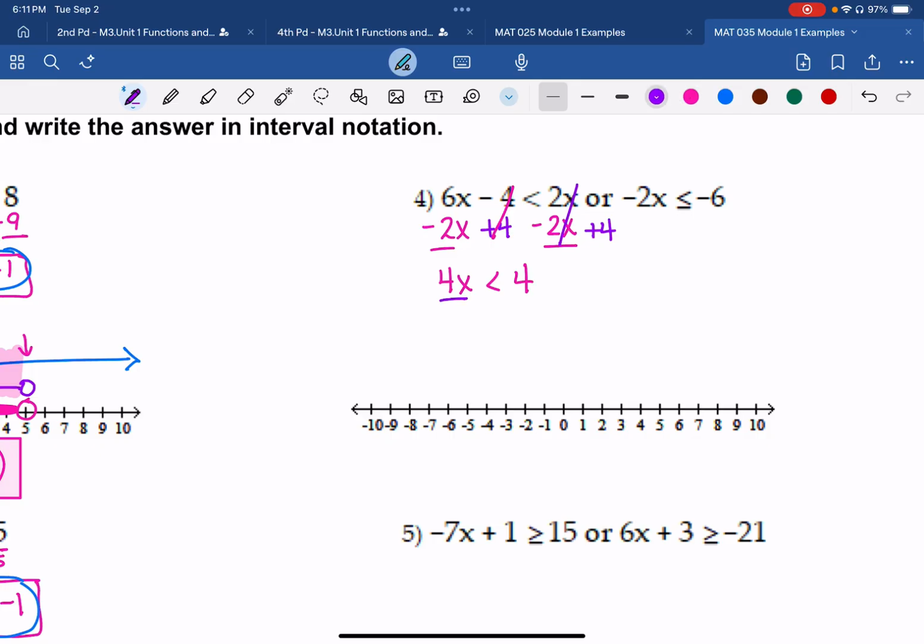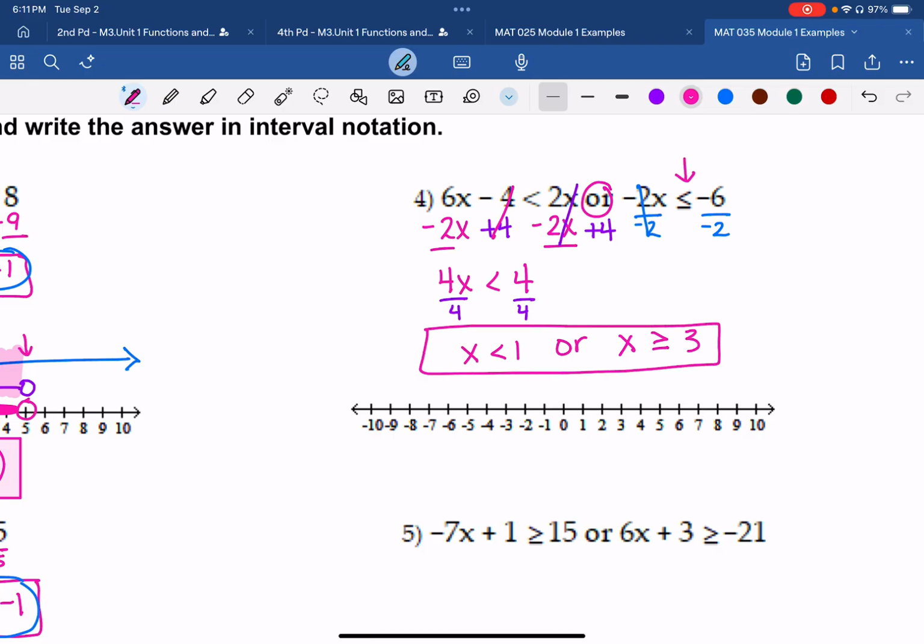Then I can divide both sides by 4. Since it's not negative, we don't have to flip it. So x is less than 1. Now, just like with the and, I'm going to drop that or down. Then I'm going to do the same thing here. So I can divide by -2, divide by -2, and x is, flip this, since we divided by a negative, greater than or equal to 3. And so this would be my inequality answer.